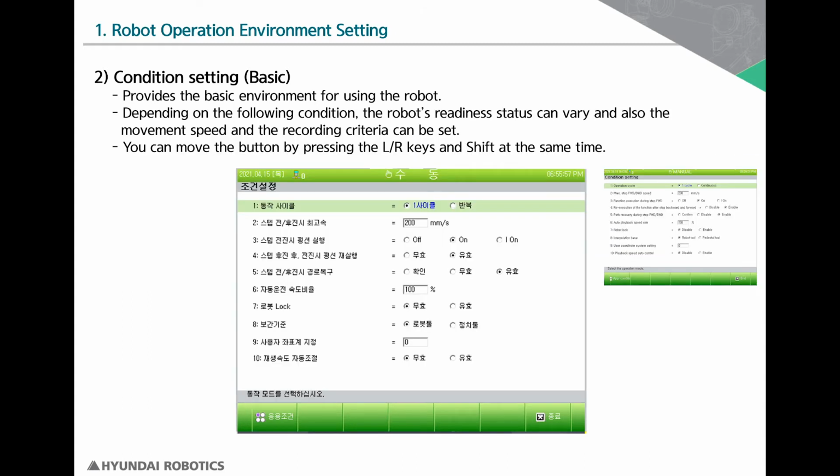You can enter the Condition Setting menu to set the robot operation environment. There are various settings such as Robot's Auto Operation Cycle Setting, Step Forward Backward Speed Setting, User Coordinate Reference Setting, and so on. Even if you do not set it in default setting, there will be no problem in robot operation, but make sure to set it if required.